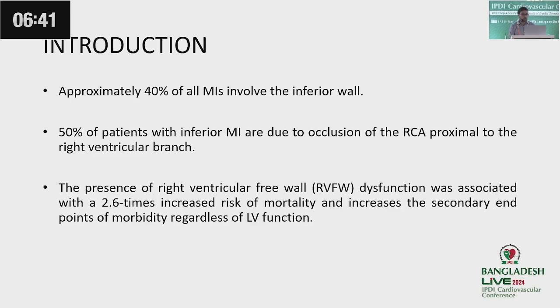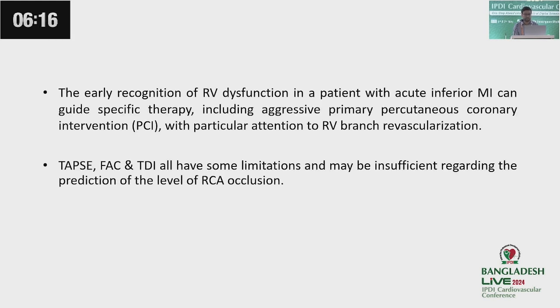So we all know that approximately 40% of all myocardial infarction involves the inferior wall, and 50% of patients with inferior wall MI are due to occlusion of RCA proximal to the right ventricular branch, which is manifested by right ventricular free wall dysfunction. It is associated with a 2.6% increased risk of mortality and increases the secondary endpoints of morbidity regardless of LV functions.